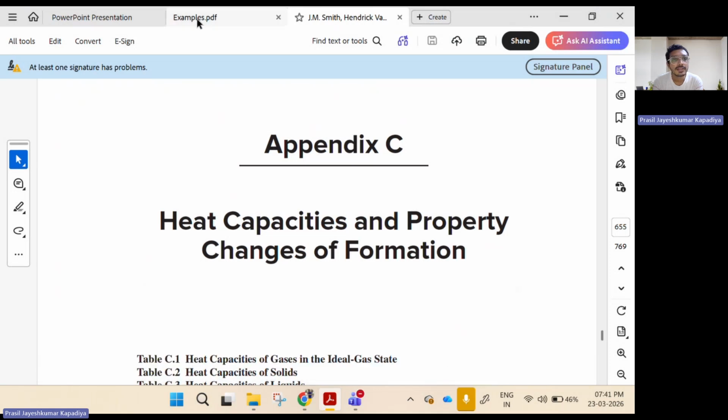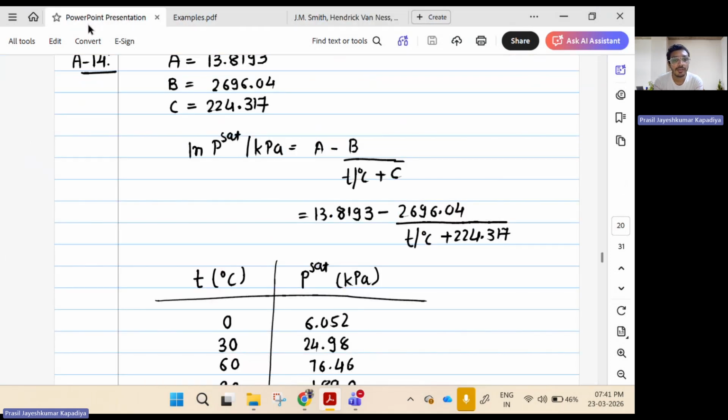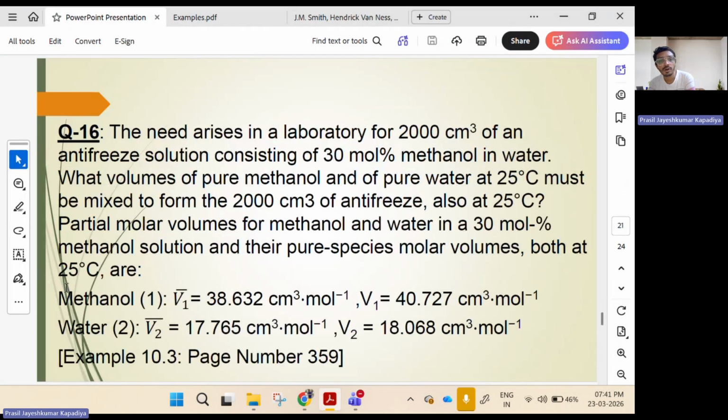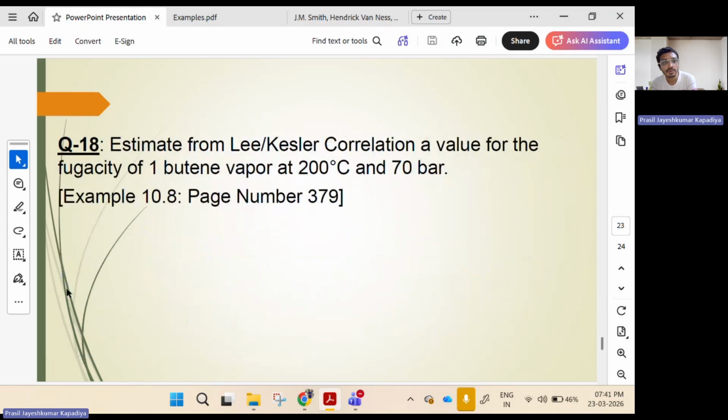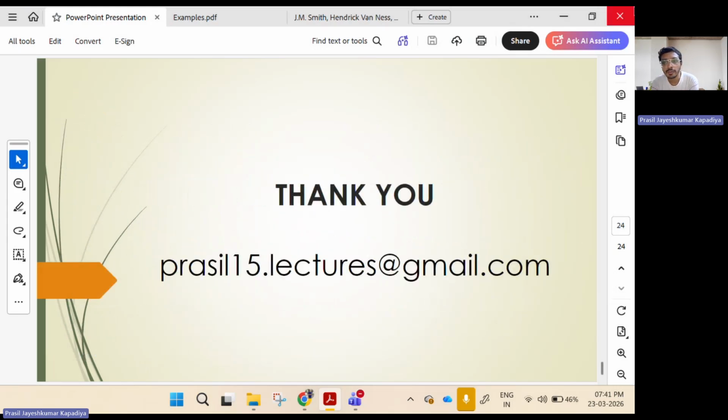So let's stop it here. Today was a very heavy class. Further, we have so many problems remaining, like the partial molar properties problem. We will try to solve these in upcoming classes.